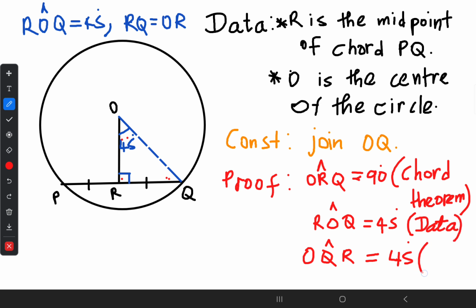How did we find this one? Here you should write interior angles of a triangle. By using that theorem, we just found OQR as 45. Now look at this. This is 45. This angle is also 45. It says if two angles are equal, the sides located opposite to the equal angles are also equal. Other than that, this is an isosceles triangle. In an isosceles triangle only, we will have two equal angles. So you should write ORQ is an isosceles triangle.